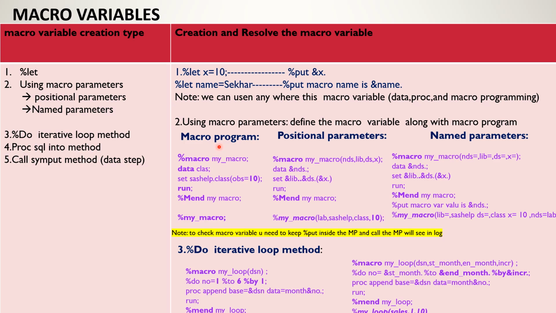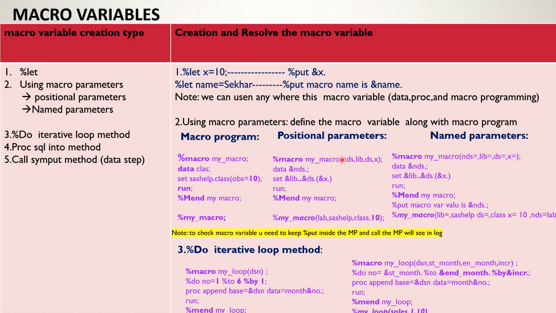The second one is using macro parameters. Using macro parameters, two types are available: one is the positional parameter and the other is the named parameter. Here we created a macro program by using %MACRO. Here we need to create the macro variables. In this example you can see %MACRO my macro.